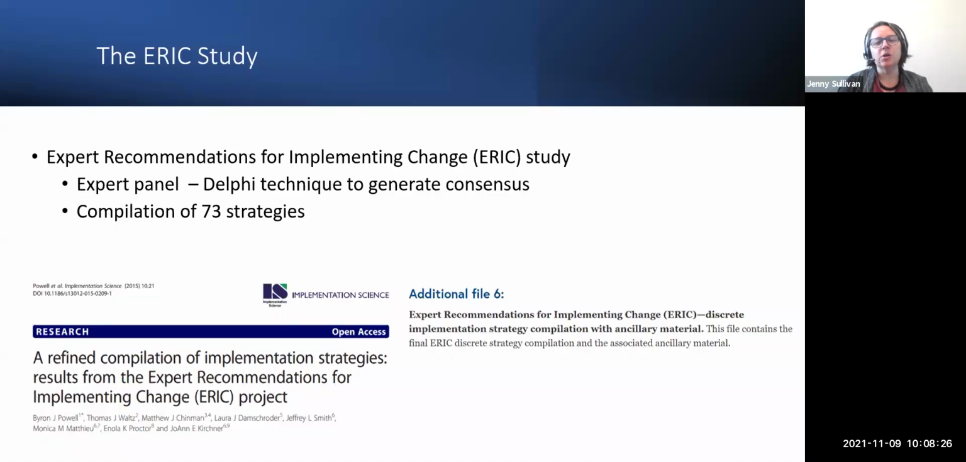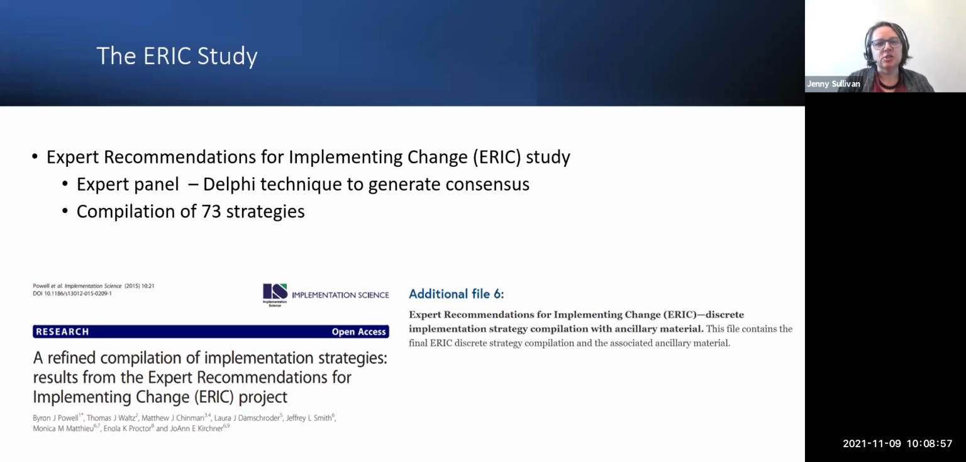So about a decade ago, maybe a little less, because of the lack of clarity about implementation strategies in the literature, the expert recommendations for implementing change, or ERIC study, gathered survey responses from implementation experts about implementation strategies to help standardize this definition, or the definitions. And there was an expert panel using a Delphi technique to generate consensus among the experts. This resulted in a compilation of 73 strategies.